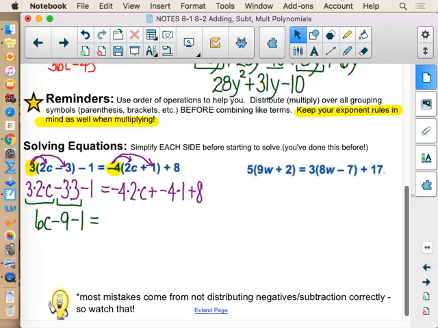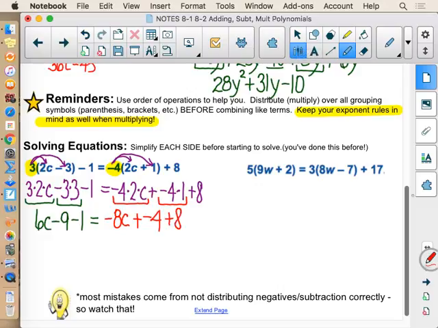Okay, so I'm still simplifying or cleaning up that side. I'm going to go to the other side and start to clean up that side. So negative 4 times 2 times c plus, sorry, I've been doing this, negative 4 plus 8. I am still in simplify mode and I cannot start solving, so each side is still very separate.